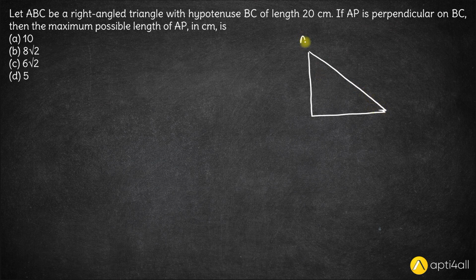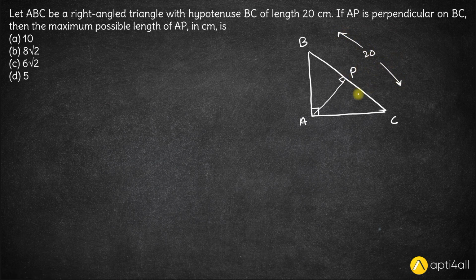This is a triangle ABC. The right angle is at A, the hypotenuse is BC. So this is the right triangle ABC. Now AP is a perpendicular drawn on BC. So we have to figure out the highest possible value of AP. The length of BC is given to us as 20.